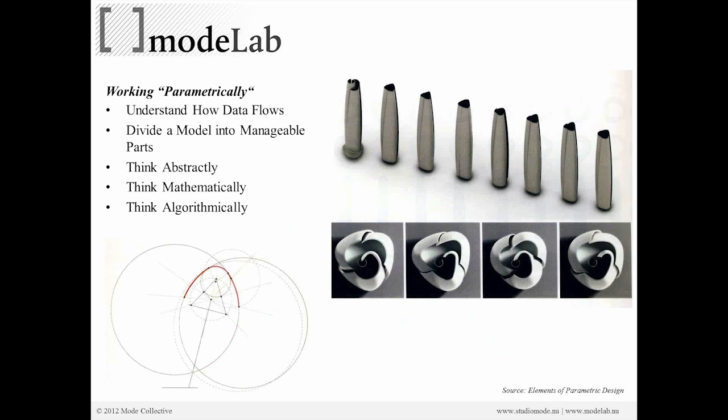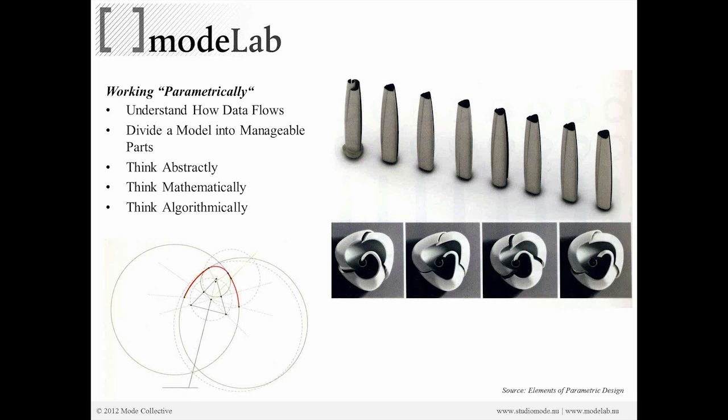What that means is that when we're working with a parametric model, we have to understand how data flows through the set of relationships that we establish. Typically, we're going to divide things into manageable parts. It's going to require that we think abstractly instead of, let's say, concretely or tactilely as we model something manually in Rhino or another CAD environment. Whenever we're working with relationships and logic, it's going to require that we think abstractly. We're also going to have to start using our mathematical knowledge: numerical values, expressions, functions, etc.